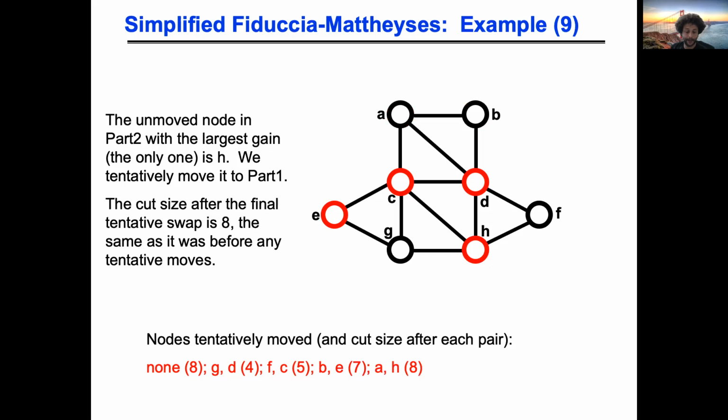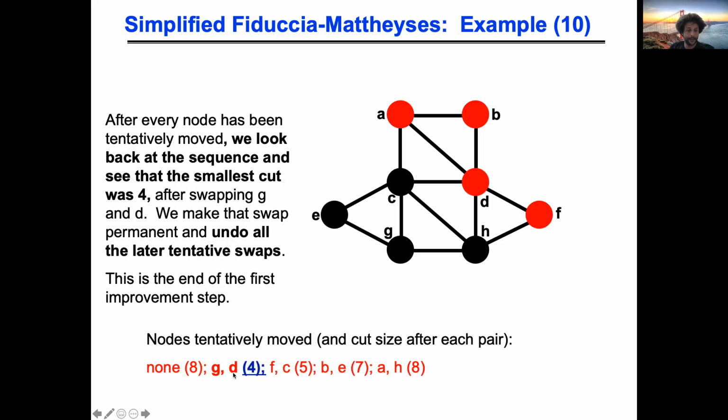And now we look back on the execution, meaning we started with a cut size of 8, and we went to 4, and from then on, it went up. So the optimal in the sequence is after the first swap. So what we do is we mark that swap as permanent. We do all the changes that happened after that, undo them. And that's basically the end of our first iterative improvement step.